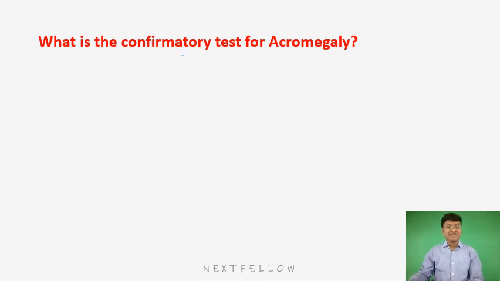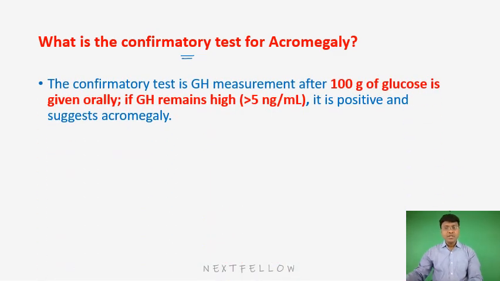So if you observe the confirmatory test for acromegaly, that includes the failure of suppression of growth hormone in spite of giving the glucose load. You see what will happen. You give 100 grams of glucose orally. When you give 100 grams of glucose orally, what should happen to the growth hormone levels? That should be suppressed. It should be less than 5 nanograms per ml in a normal individual.